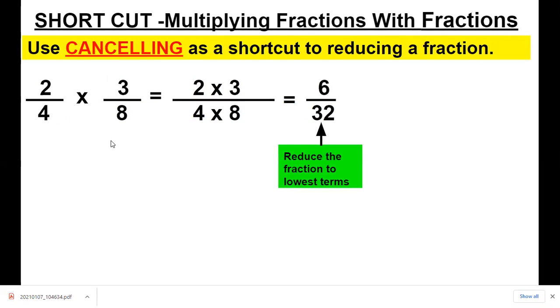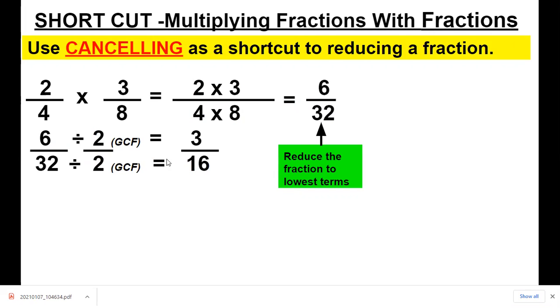So here's the original problem we had in the previous screen. 2/4 times 3/8 equals 6 over 32. And then we reduced it by dividing by 2, and we got 3/16 here. Here is the shortcut. We're not going to do this part. We're not going to have to do this part. And finally, we're not going to have to reduce. We're going to do the reducing as we go. Watch how this works. So let's do the original problem again.